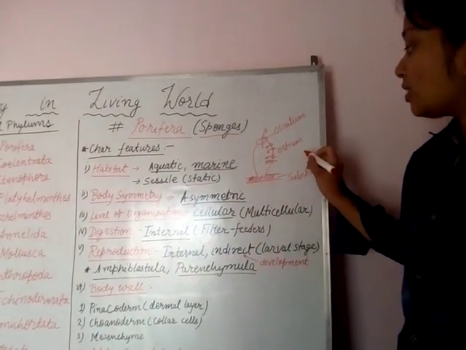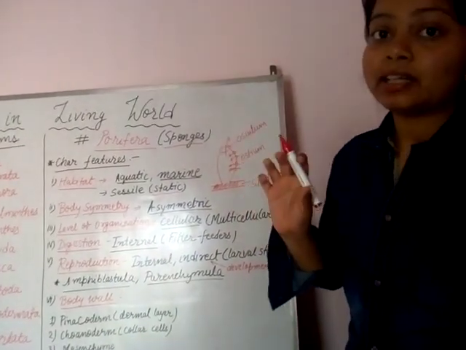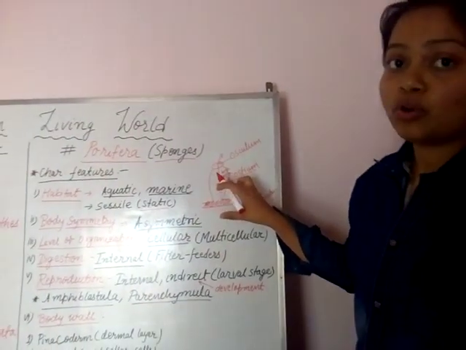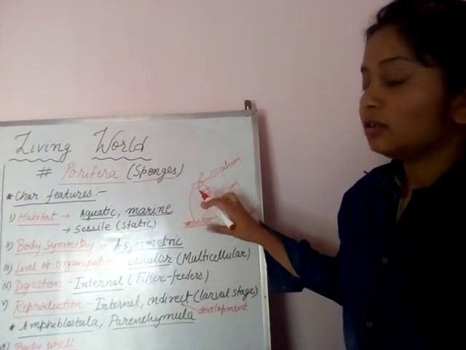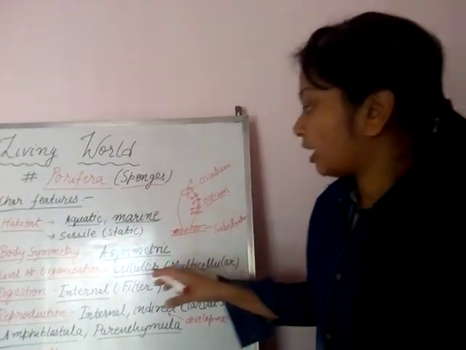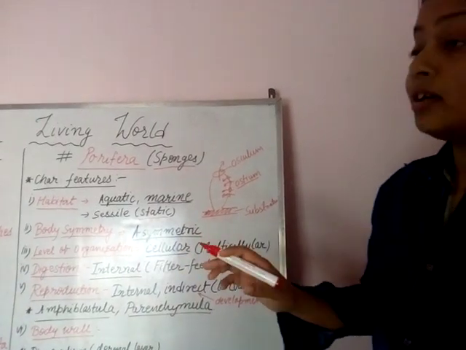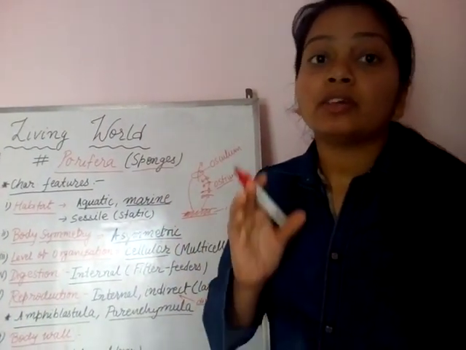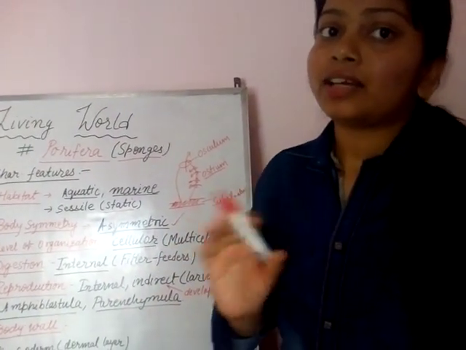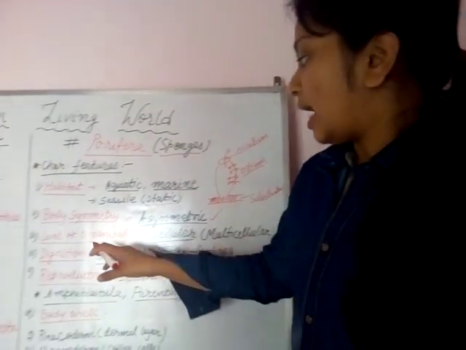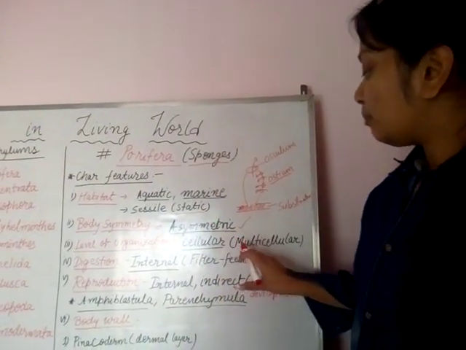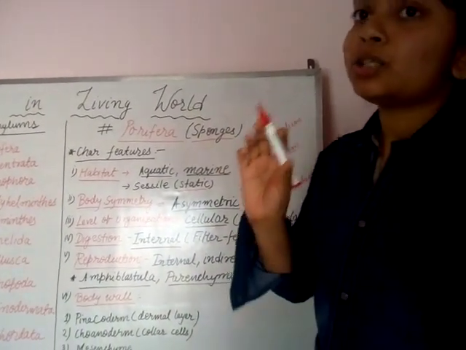As the water current moves inside their body containing microorganisms, the microorganisms come inside their body, and the osculum releases the rest of the water which is not of their use. Body symmetry is asymmetrical, meaning there is no plane which can divide them into equal halves. Their level of organization is cellular; although they are multicellular, they don't possess the tissue level of organization.